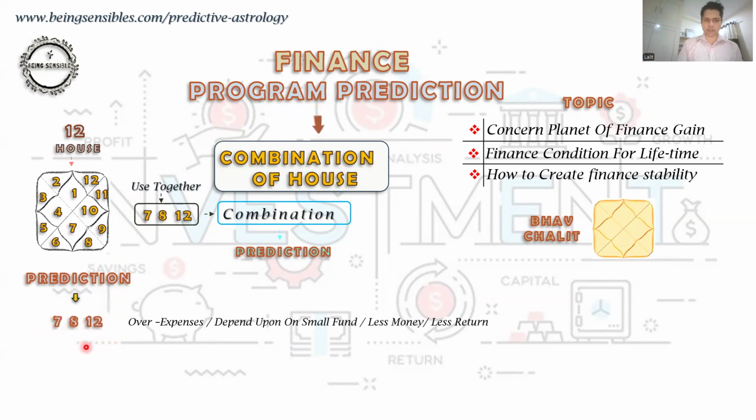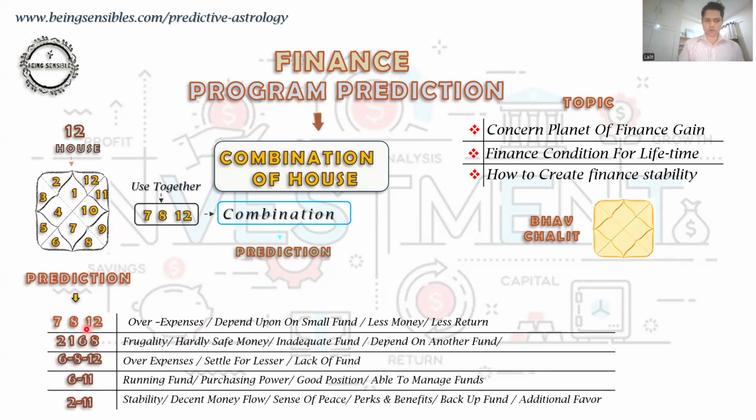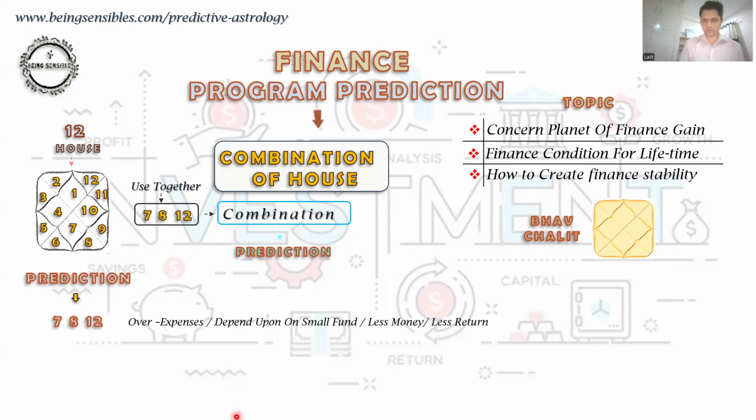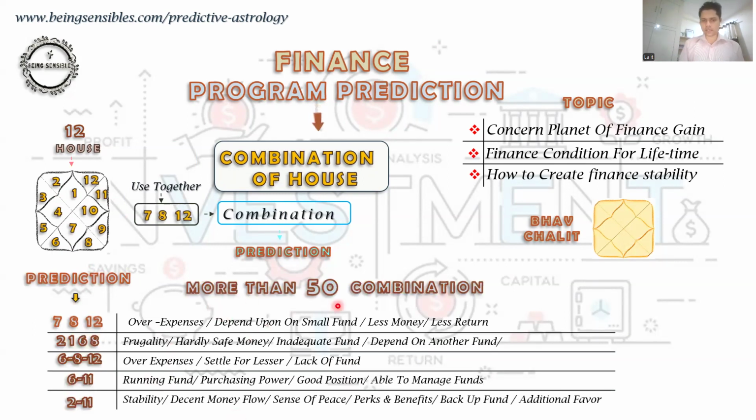If somebody has 7, 8, 12 in any house, in the second house or the 11th house, it tells of over expenses and dependent funds. There are more combinations having their own challenges, and any of these combinations coming in the second house or the 11th house, as per the finance conditions, are challenges one faces throughout life. There are more than 50 different combinations which help you understand your finance challenges and what may be coming from a finance perspective.